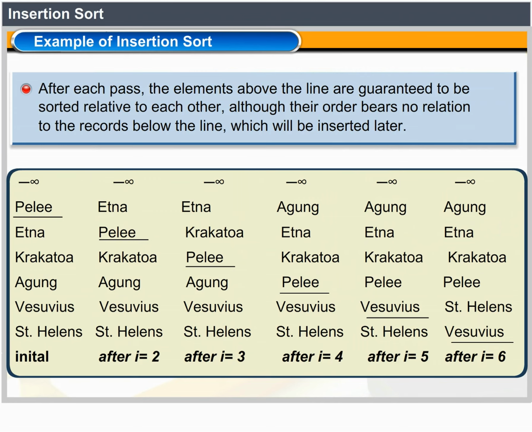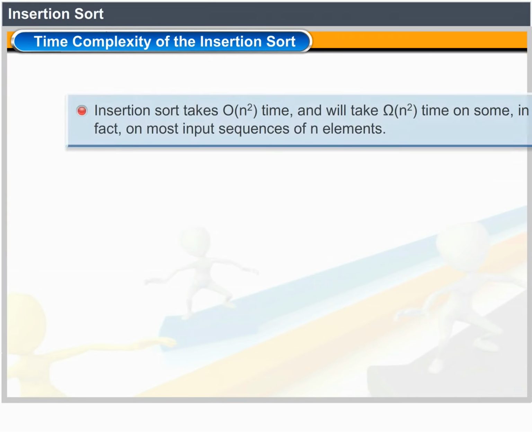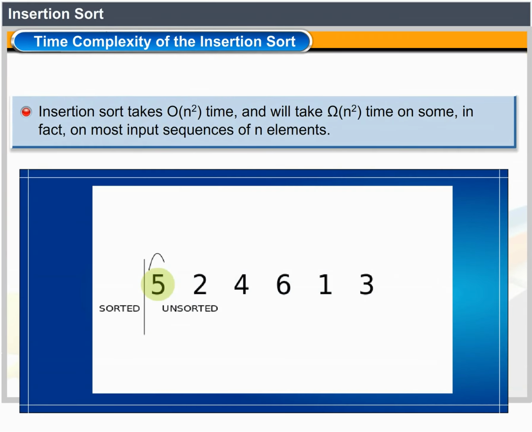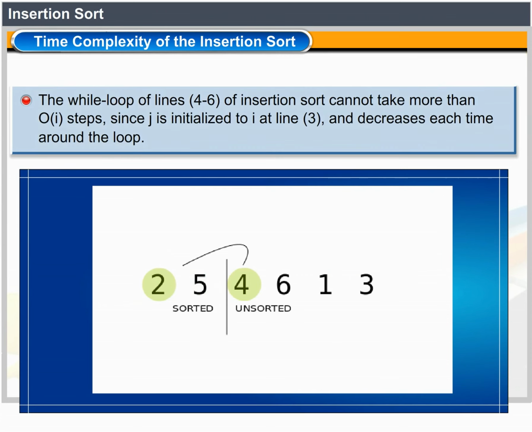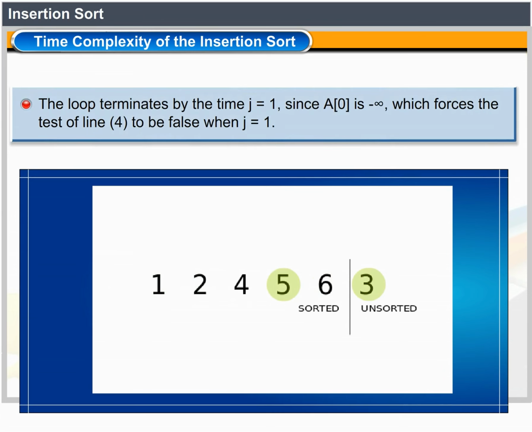Time complexity of the insertion sort. Insertion sort takes O(n²) time and will take Ω(n²) time on some, in fact, on most input sequences of n elements. The while loop of lines 4 to 6 of insertion sort cannot take more than O(i) steps, since j is initialized to i at line 3 and decreases each time around the loop. The loop terminates by the time j equals 1, since A[0] is negative infinity, which forces the test of line 4 to be false when j equals 1.